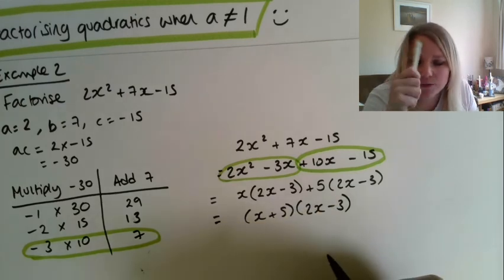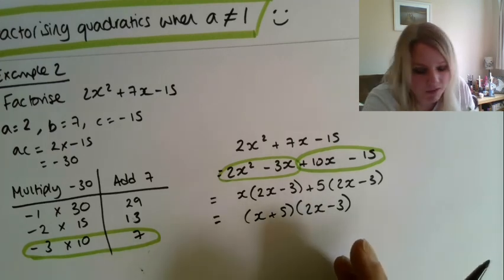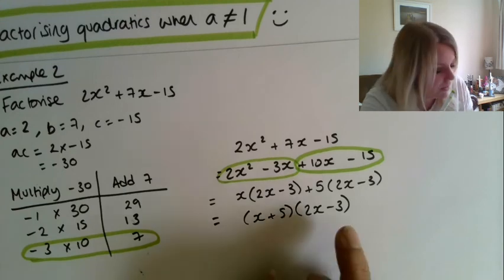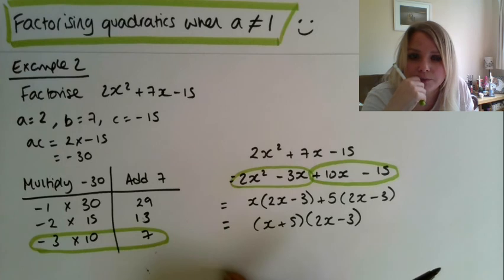Another thing that I have forgotten to say all along is that it doesn't matter which one of these brackets you put first, it means the same thing. If I had written 2x minus 3, x plus 5 obviously means the same thing, so that is fine. Oh, I've gone off page.